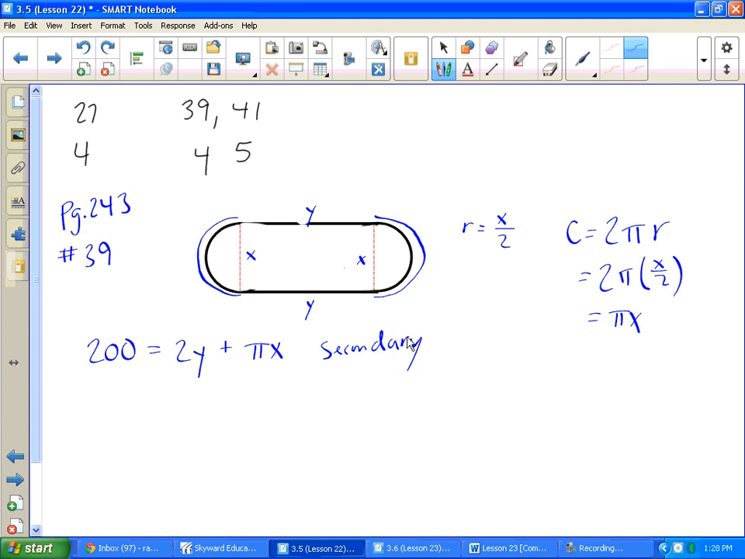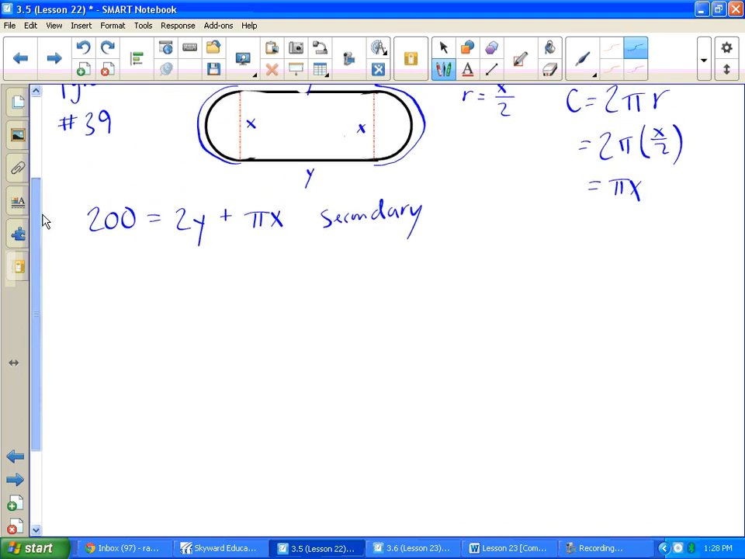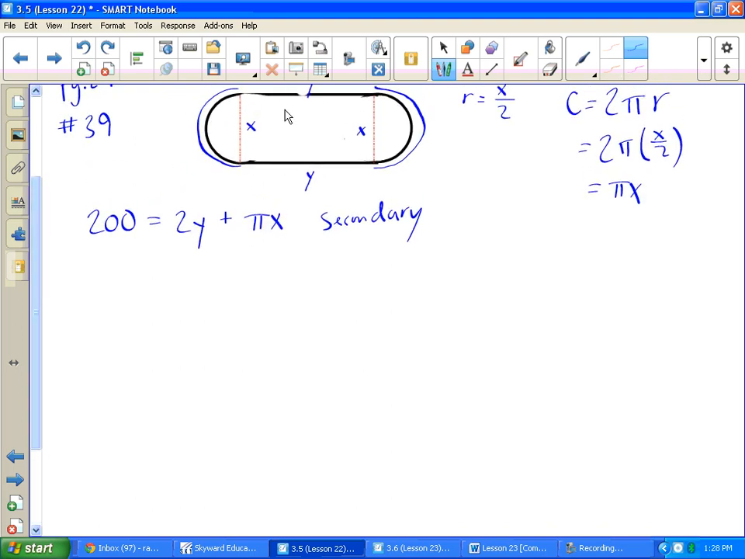Okay, then my primary equation, it's telling me I want to make the area as large as possible. So I'm trying to maximize area here. So to find the area of something like that, I'm going to have the area of this rectangle plus the area of the two semicircles, or the area of one circle, right? So my area, what's the area of the rectangle? X times y. And what's the area of a circle? Pi r squared. And instead of r squared, what am I going to put in that spot? X over 2 squared.